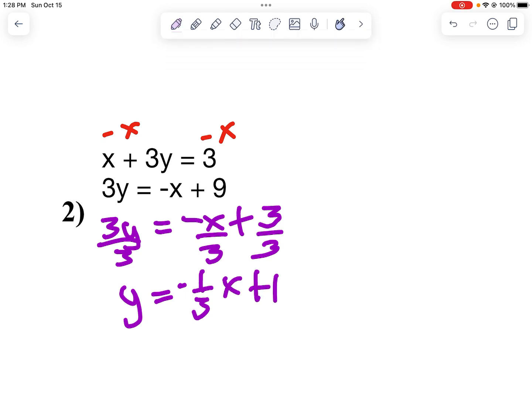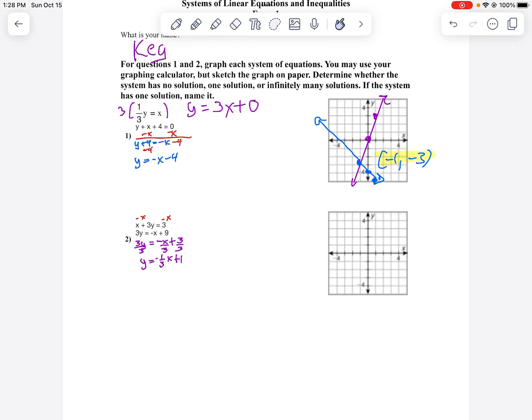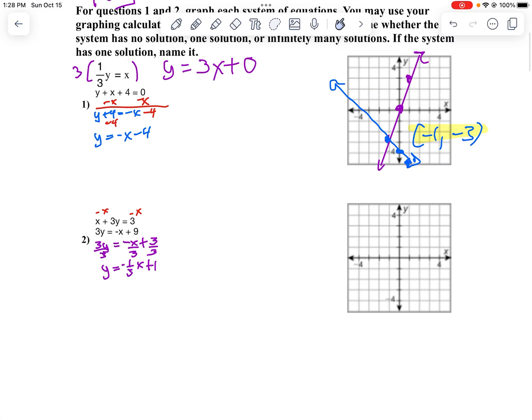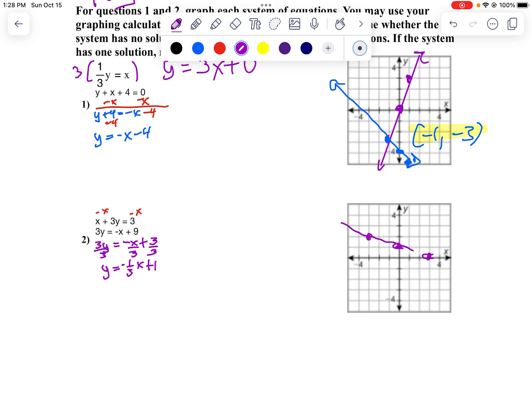So I'm going to graph that one. And when I graph that one, I'm going to go up 1, that is my y-intercept. From there, I'm going to go down 1 to the right 3. Or I could go up 1 and to the left 3. That way I can see my line.